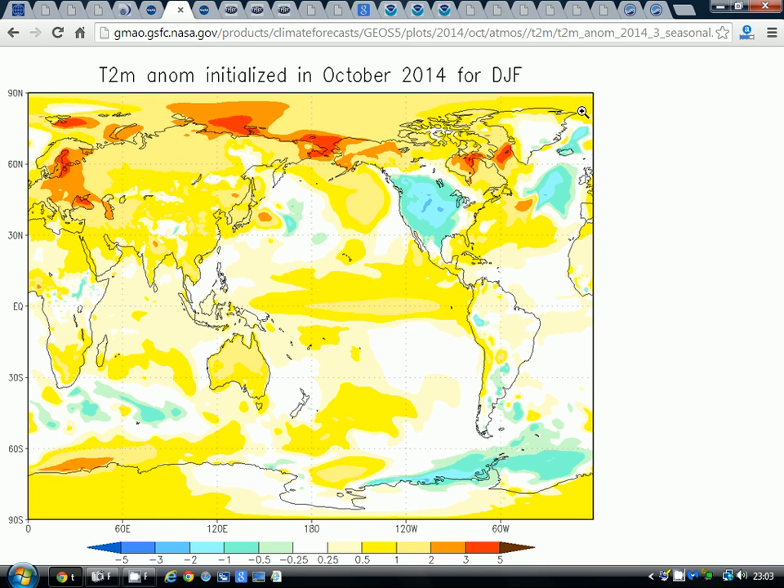So the temperature anomaly is coming out average to milder than average here across the British Isles in those yellow colours.